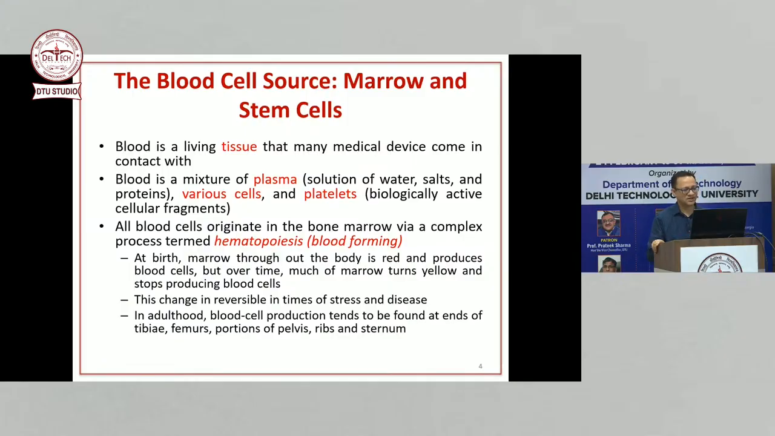Blood is a mixture of plasma, a solution of water, salts, proteins, different types of cells, platelets, all mixed together in blood. All blood cells originate in the bone marrow via a complex process termed hematopoiesis, or blood forming. So the blood is formed inside the bone marrow. At birth, marrow throughout the body is red and produces red blood cells, but slowly it starts turning yellow. And in adulthood, this blood cell production tends to be found in the femurs, pelvis, sternum. That's where your blood cells are getting formed.